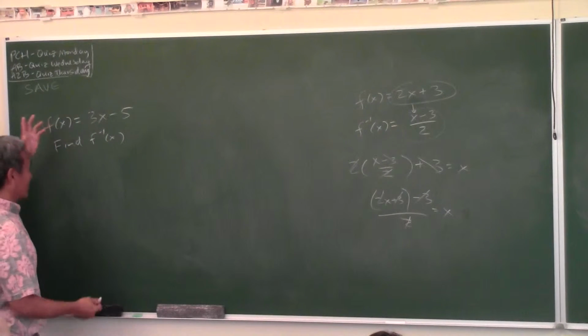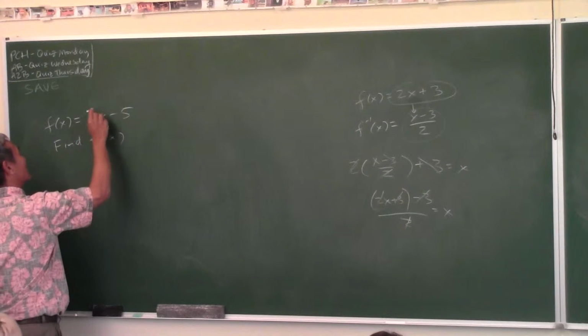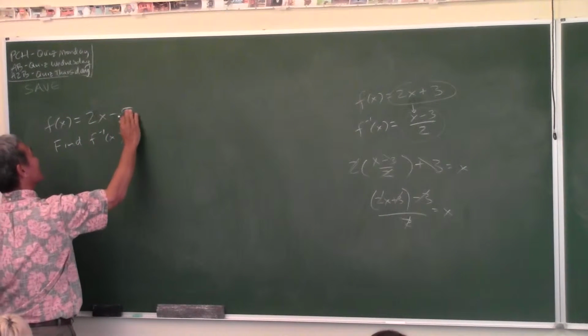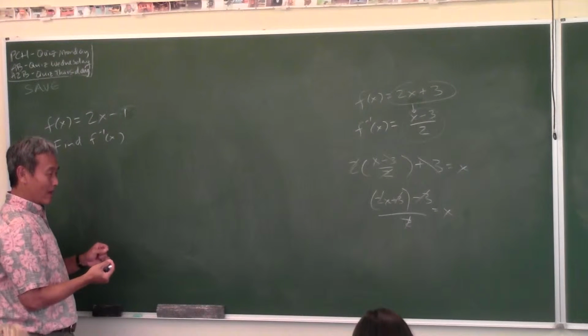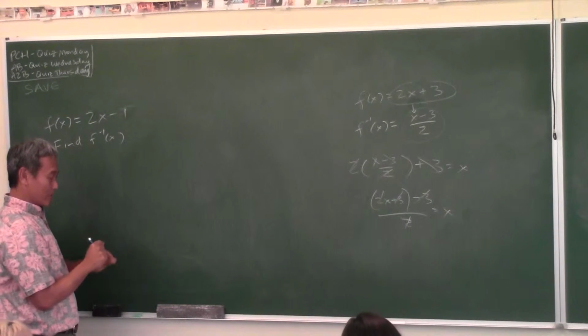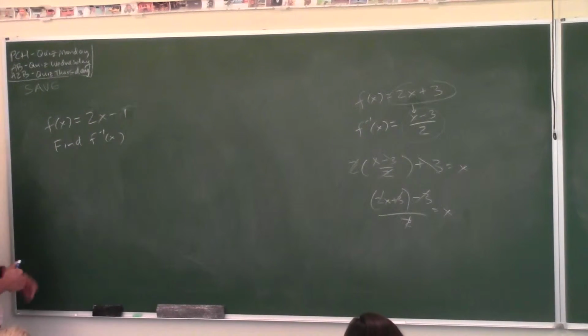No, you know what? I changed my mind. I want 2x minus 1. Keep the number small. Now, how do you find the inverse? Well, when you graph the inverse of a graph, what do you do? You switch the x's and y's. So we're not going to do anything different here.